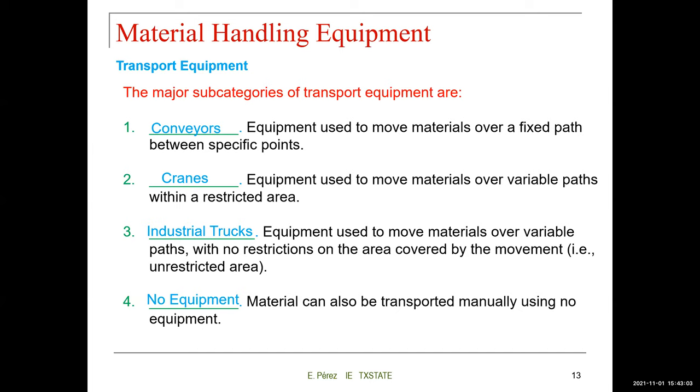If you need some flexibility, but you are still constrained to a restricted area, then a crane will be the best way to go. And then if you're handling a fixed path with a lot of movement, then the conveyor will be the best option. No equipment, that's always an option. You have to rely on a person to do the movement for you.